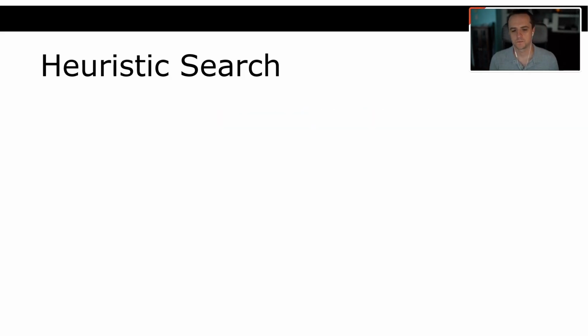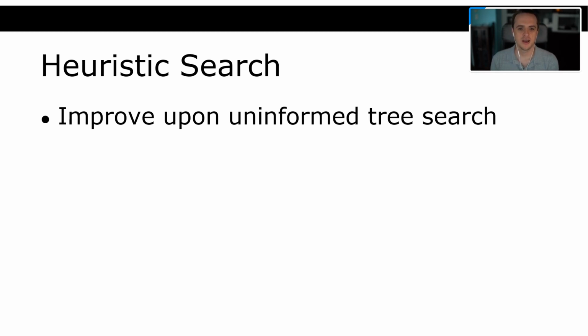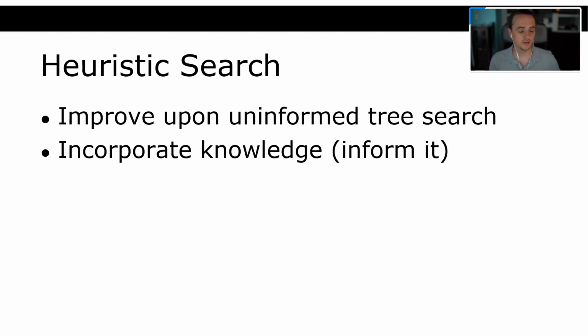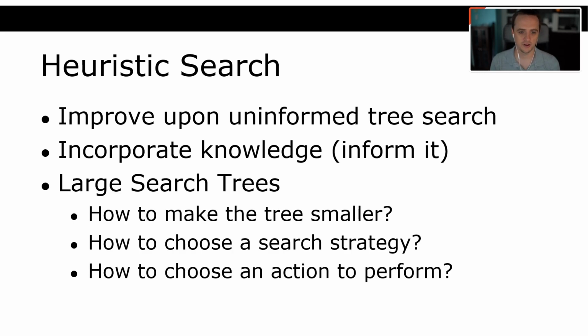All right. What is heuristic search then? We will talk about heuristic search later, but I just want to mention what it is because it's a very important part of this course. It's an improvement upon uninformed tree search. So what we're going to do later is we're going to incorporate some knowledge into the search to inform it how to search better, okay?